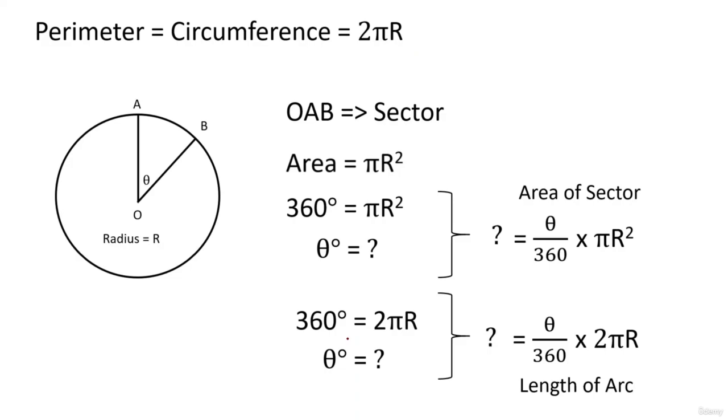So any arc subtending an angle theta at the center, what is its length? The length will be theta upon 360 multiplied by 2 pi r. Okay, now we'll go on to the next part.